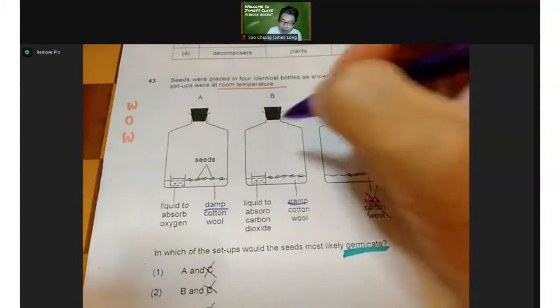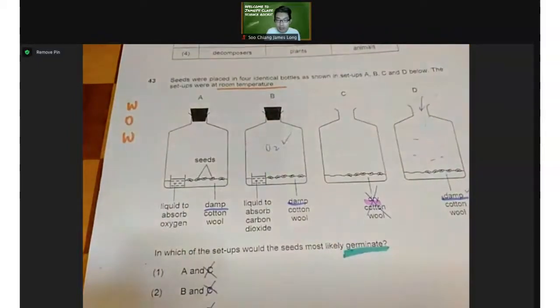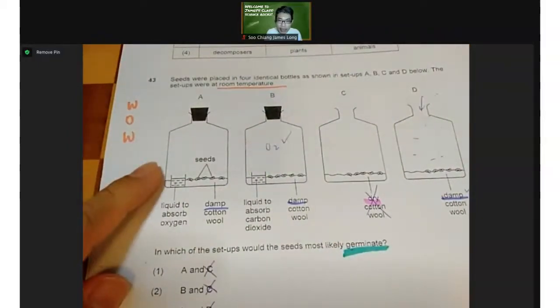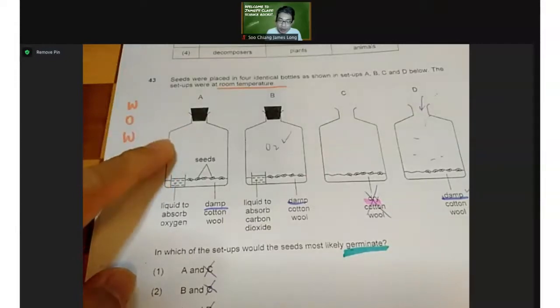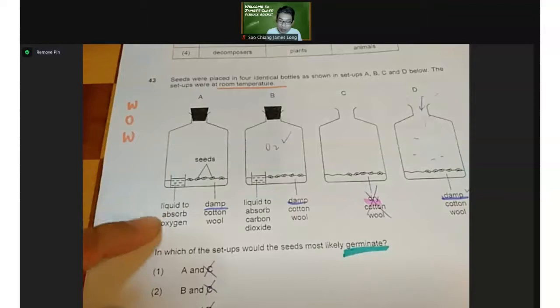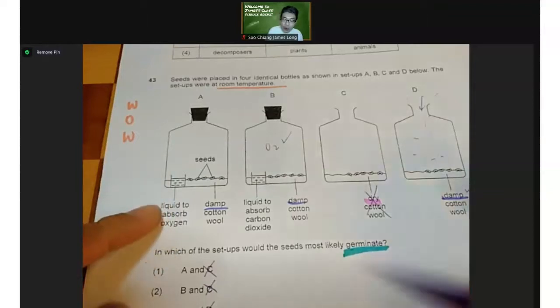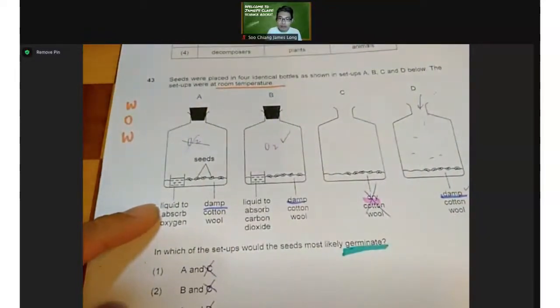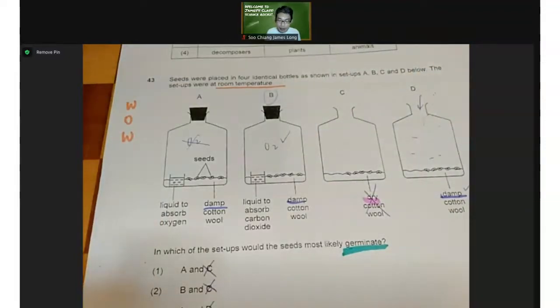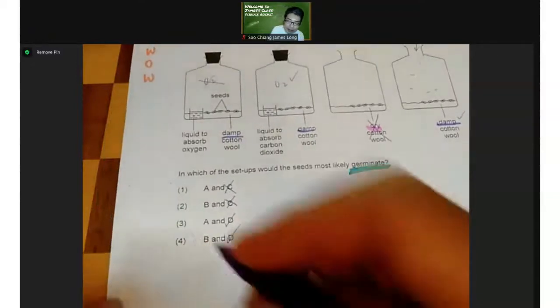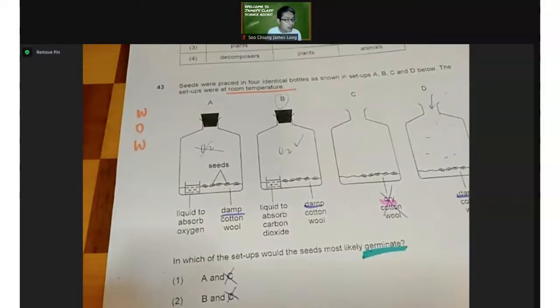So in this one, oxygen, yes, is present. However, not for the air inside A, because the air inside A, well, it has oxygen, but oxygen is being absorbed by this liquid. There's some chemical reaction going on. So oxygen here is not present or not sufficient. So B, the seeds in B have a good chance of germinating. So it cannot be 3. Answer is 4 for question 43. Let's go to the next one.